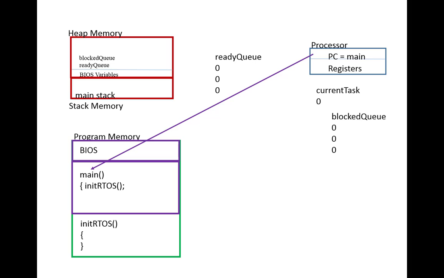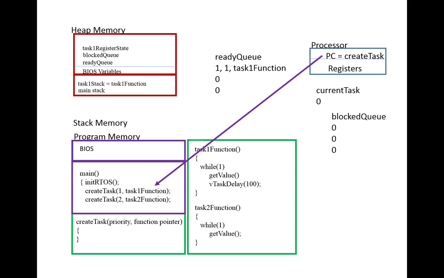Once we've set up all of those BIOS variables and all the hardware is now configured, we're going to go to main. One of the very first commands in main is the init RTOS. Init RTOS is going to set up our block queue and our ready queue. It's going to establish all of the data structures we need for our scheduler. Now notice there's nothing in the ready queue and nothing in the block queue at this point, but the data structures have been established.